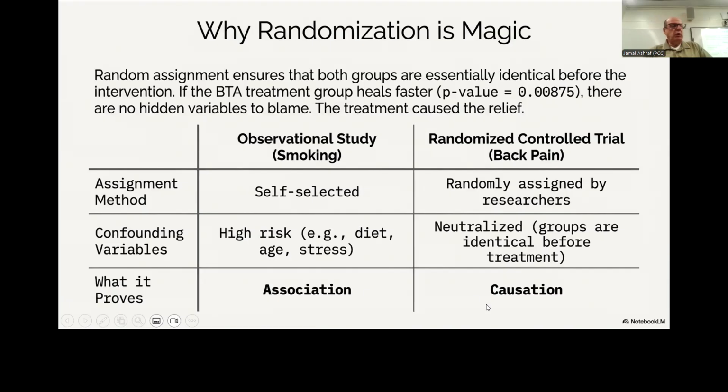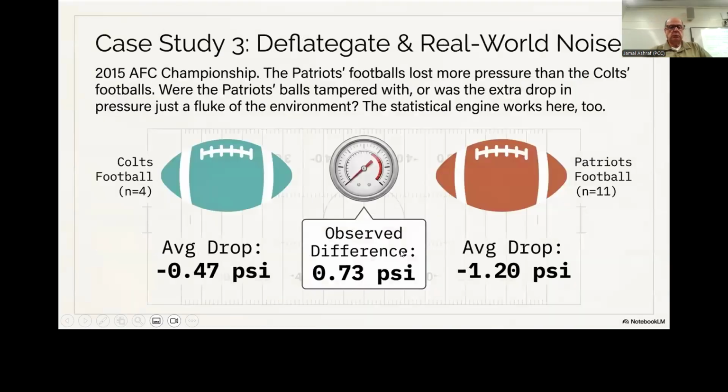So we call this association, we call this causation. There was an issue a few years ago that came up and said, hey, in the final NFL championship, it came up that they deflated their balls, and then they had to do research to see if it would affect anything or not.